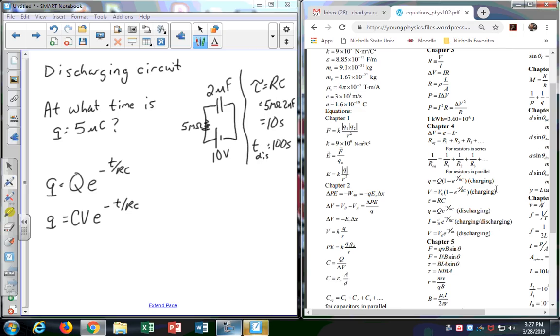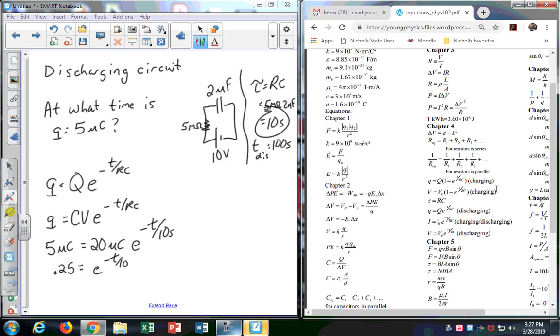So I can put in some numbers here. I have 5 microcoulombs is equal to C times V. That's 2 times 10, or 20 microcoulombs, times e to the minus t over RC. I've already found RC. It's up here. So over 10 seconds. So that's 5 over 20. What's that? 1 over 4, or 0.25, equals e to the minus t over 10. And then 0.25, right, that's 5 over 20.